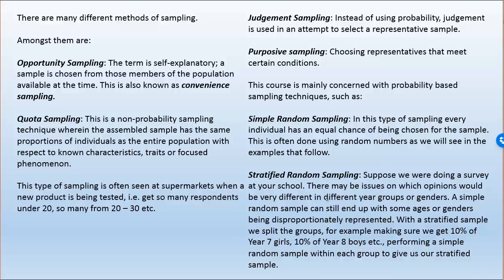So what we do is, we take a simple random sample, but we do it within each group. So with a stratified sample, we split the groups, for example, making sure we get 10% of Year 7 girls, 10% of Year 8 boys, etc. And we perform a simple random sample within each group in order to give us our stratified sample. So stratified sampling is a really good way to go with lots of things.